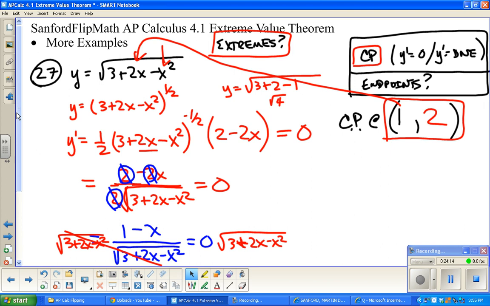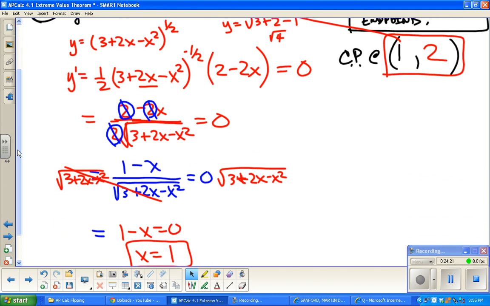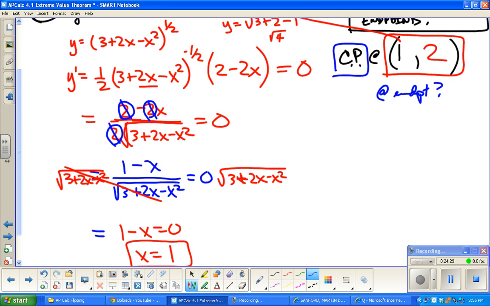Now, the other issue is I need to look at endpoints. Notice I haven't looked at any graph or anything at this point. All I'm looking at is these values. A maximum or a minimum is going to happen at a critical point or at an endpoint. So we need to look at the endpoints.